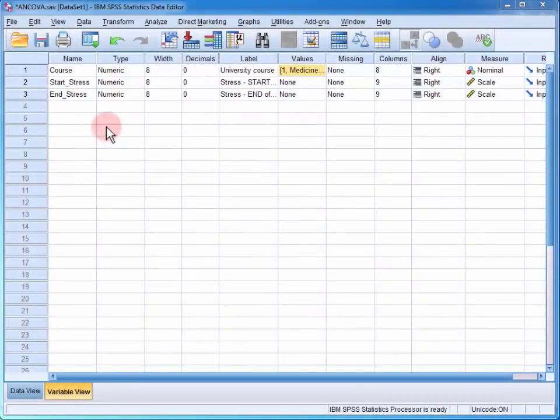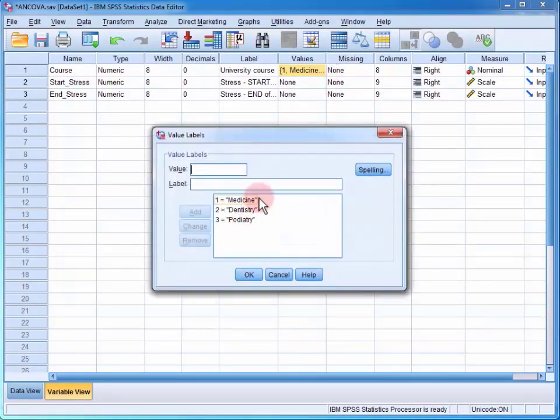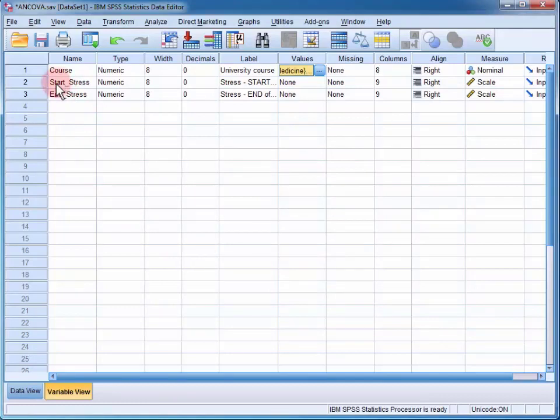In the data file, we have a variable set up for the university course of the student with a value of 1 for medicine, 2 for dentistry, and 3 for podiatry. We have a variable for their stress scores at the start of the year and another for their stress scores at the end of the year.